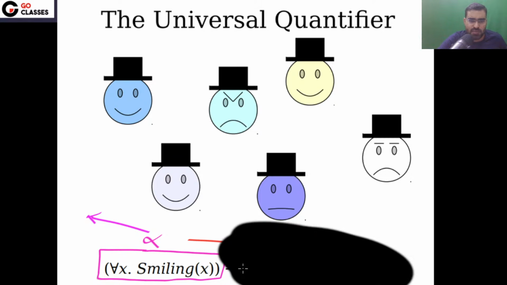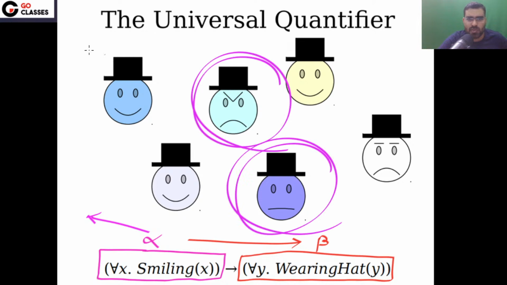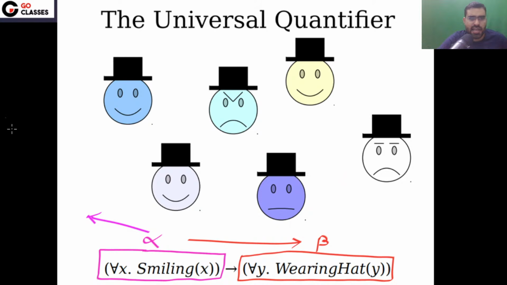Can I say everyone is smiling? Alpha is saying that for every choice of x, it is smiling. Can I say that? No, you can clearly see that this person is not smiling, and these are not smiling. So definitely I can say alpha will be false. Now it does not matter what beta is. False implies anything. But actually you can check it out.